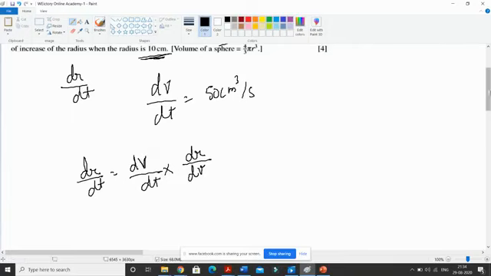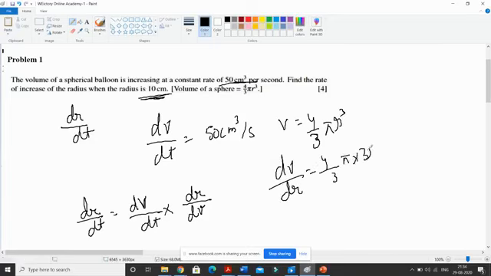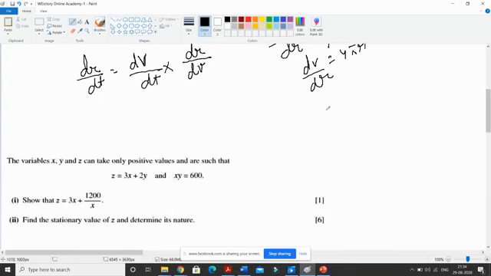So let's find out dr over dv. Okay, so we know for a spherical balloon, the volume is 4 over 3 pi r cube, right? So from here we can easily find out dv over dr. dv over dr will be 4 over 3 pi into 3r square. So you will get 4 pi r square, right? So that is dv over dr. So what will be dr over dv from here? dr over dv will be 1 over 4 pi r square.